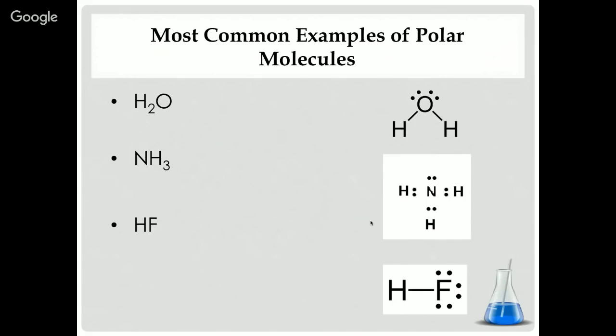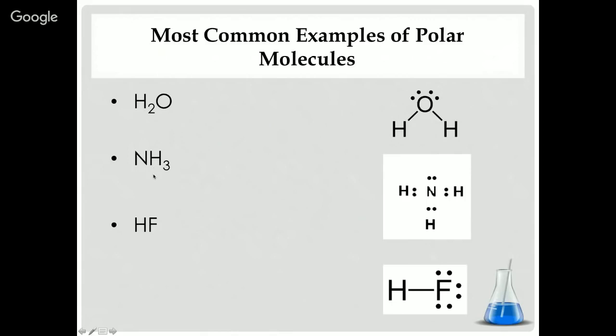What are the most common examples of polar molecules? Well, most common example we have is going to be water. And you can see here, as I was discussing before, that water is not a linear shape. It's actually a bent shape. We know it's polar automatically from those lone pair electrons on that central atom. That tells us it's going to be polar.